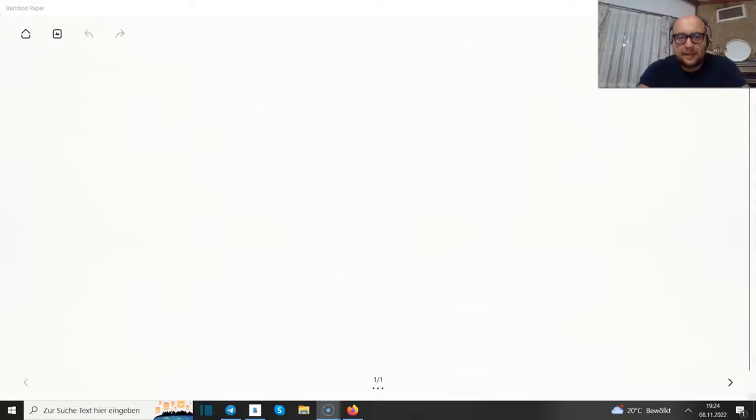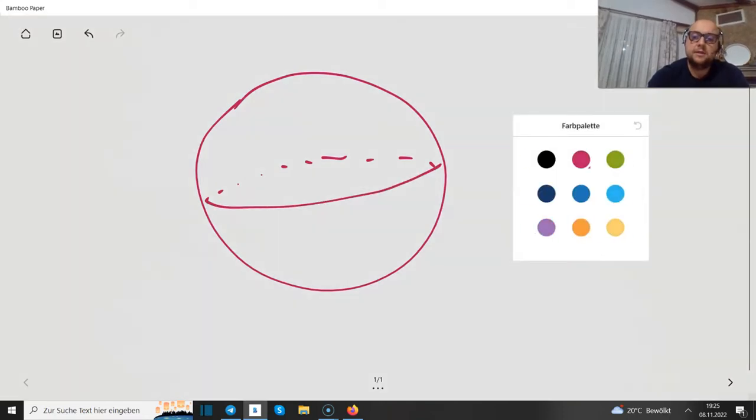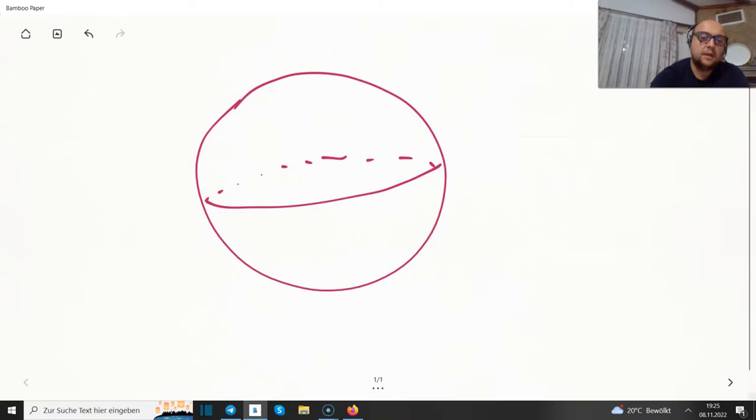Hello friends, let us inscribe into a sphere a cylinder with the biggest volume. Is it possible? Well, let's see. So that would be a sphere with a given radius r, something like that. And I would try to put a cylinder inside of a sphere like that.